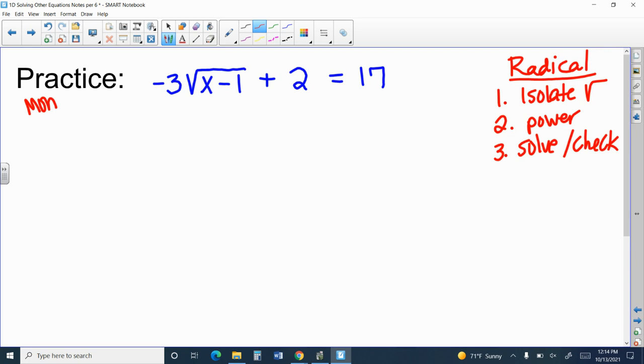So it's actually going to be easier to subtract the 2 first and then divide it. Yes, because when the -3 is just in front of the radical, it's multiplied by the radical. So to get rid of it, we have to divide.